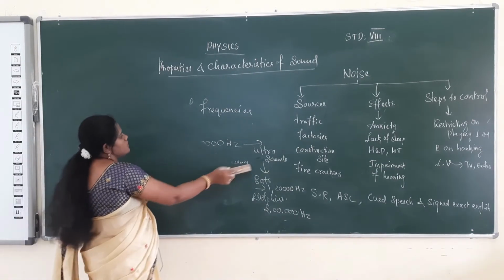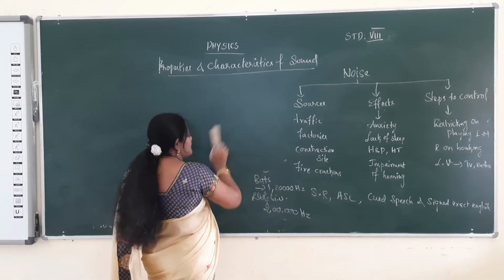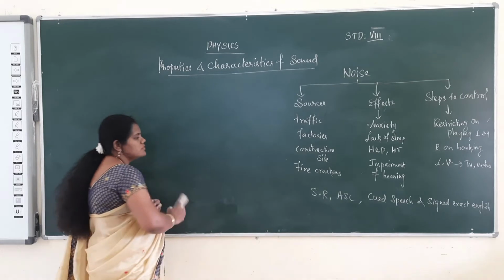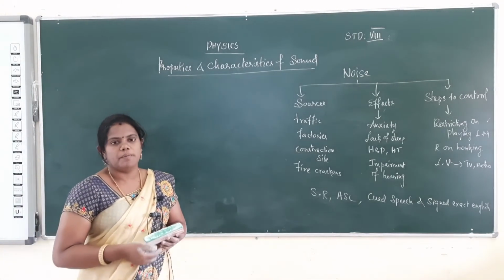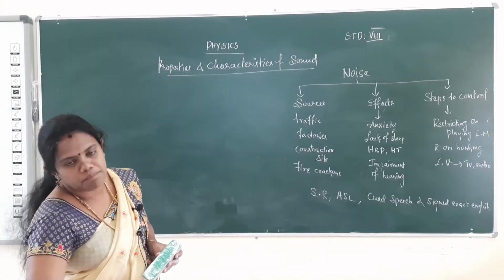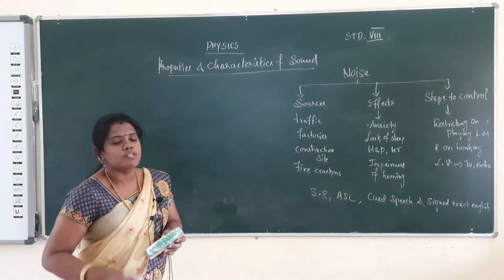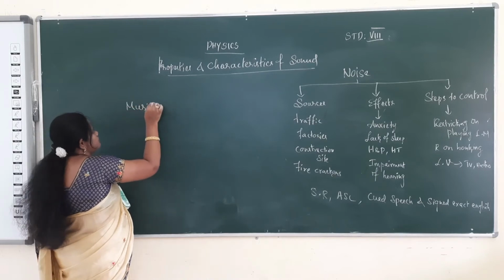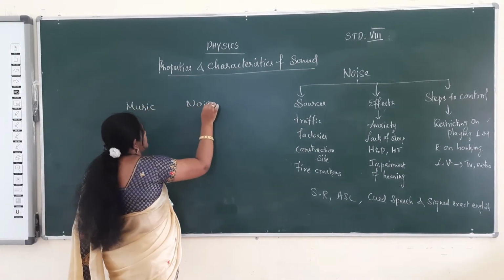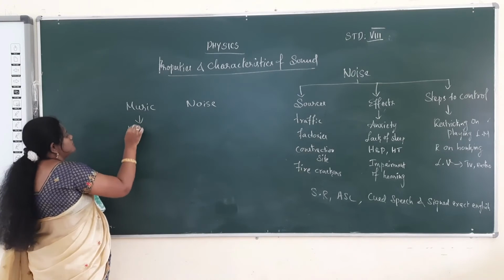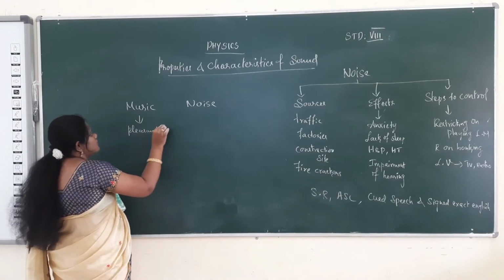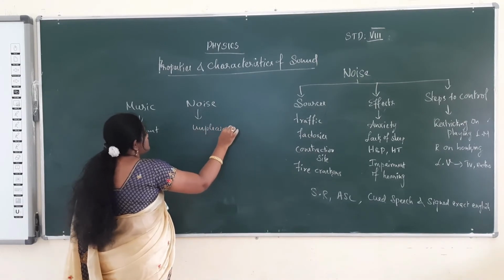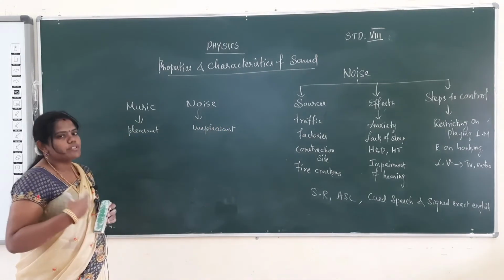What is music? What is noise, ma? Music is pleasant sound. Noise is unpleasant sound. What do we mean by pleasant sound? Songs, music, the sound produced by musical instruments, that is called music. So music and noise. Music is pleasant sound. Noise is unpleasant sound, and whichever sound we hear, it will tempt your heart feelings or your feelings.